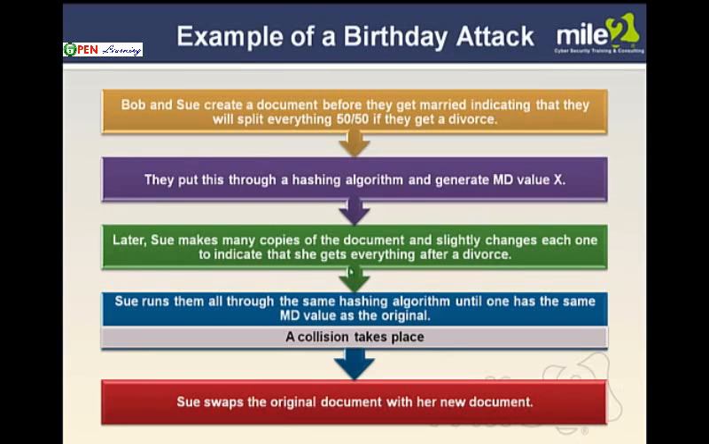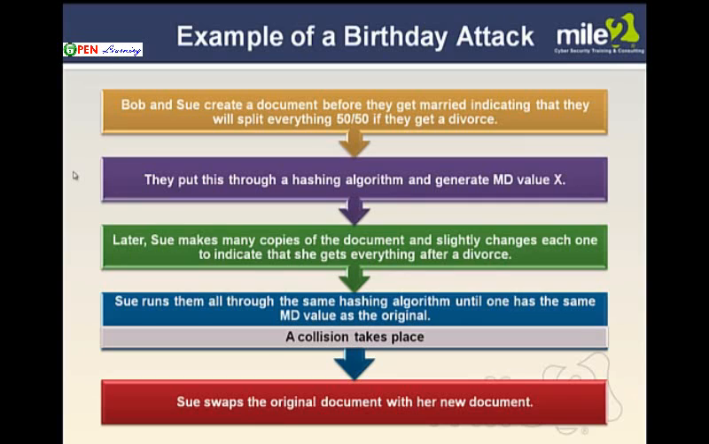Now, this is a little bit far-fetched, but the concept is, we've got Bob and Sue. They created this document before they got married, indicated that they would split everything 50-50 if they ever parted. And they put this document through a hashing algorithm, and it created this resulting hash called a message digest. Then Sue gets the idea that she could change this document and where she could get everything after this parting. But the problem was she's got to make it match the original hashed value, the message digest. Now, it is possible but extremely unlikely.